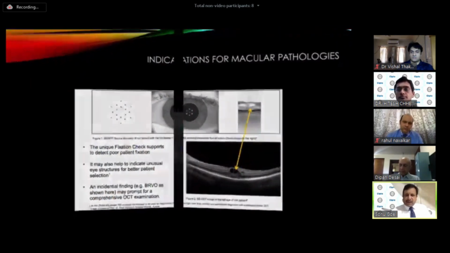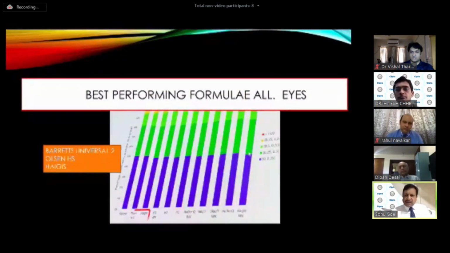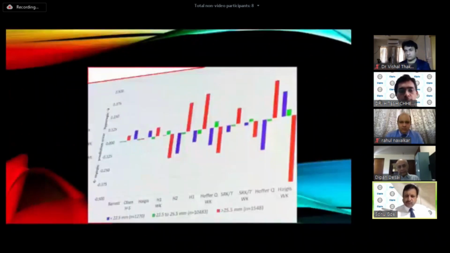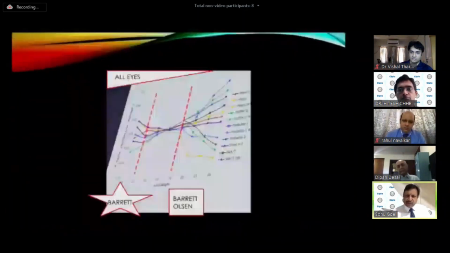So a quick word about the best performing formulas, and by this I mean for all eyes. If you see on the left side, the Barrett Universal 2, the Olsen, and the Haigis are the three formulas which are fitting into almost all axial lengths. So again, you have axial lengths between 22 to 25, and in extremes less than 22 and more than 25, you still have the Barrett and the Barrett Olsen fitting into all these ranges.